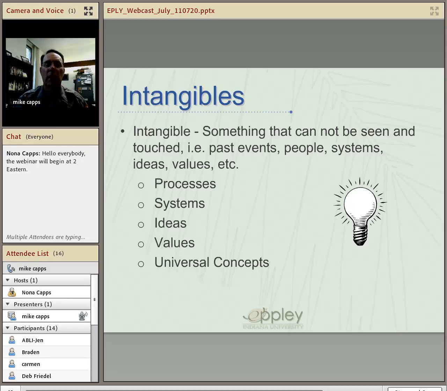Which leads to the idea of intangibles, something that cannot be seen or touched, like a past event, or in some cases people, systems, ideas, those kinds of things. Processes, it can range from a massive geologic process. If you're at Grand Canyon, you're going to be talking about those kinds of things. To social and economic processes as part of our heritage and culture, of our history, of our country.